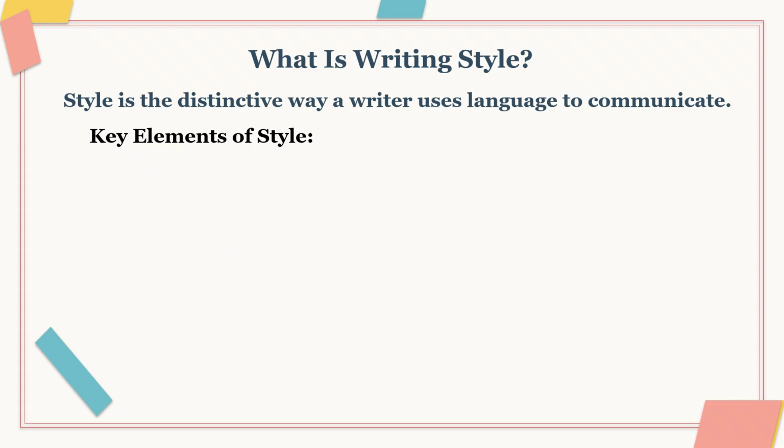Last week, we learned that literary devices overlap and work together to create meaning. Style works the same way. A writer's style isn't one technique, it is the recognizable pattern created by many writing choices working together. Here are some of the key elements of style.